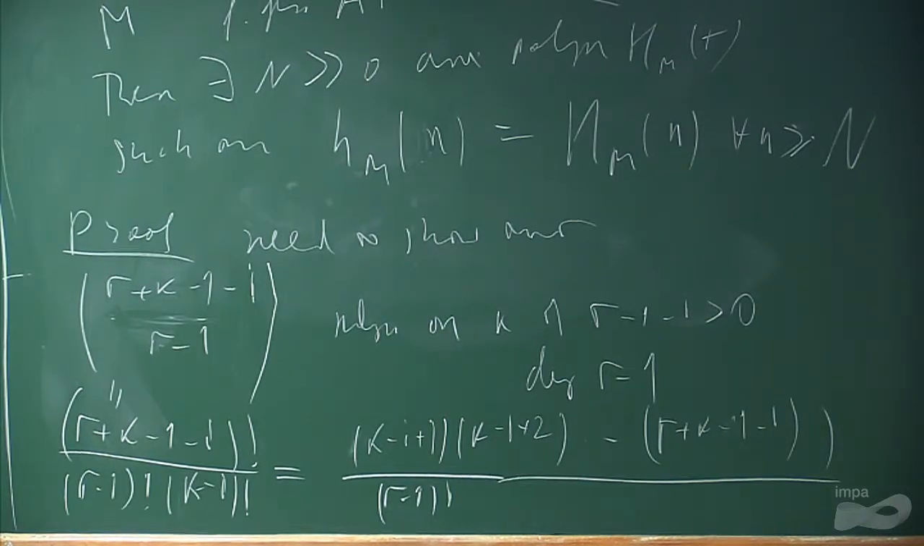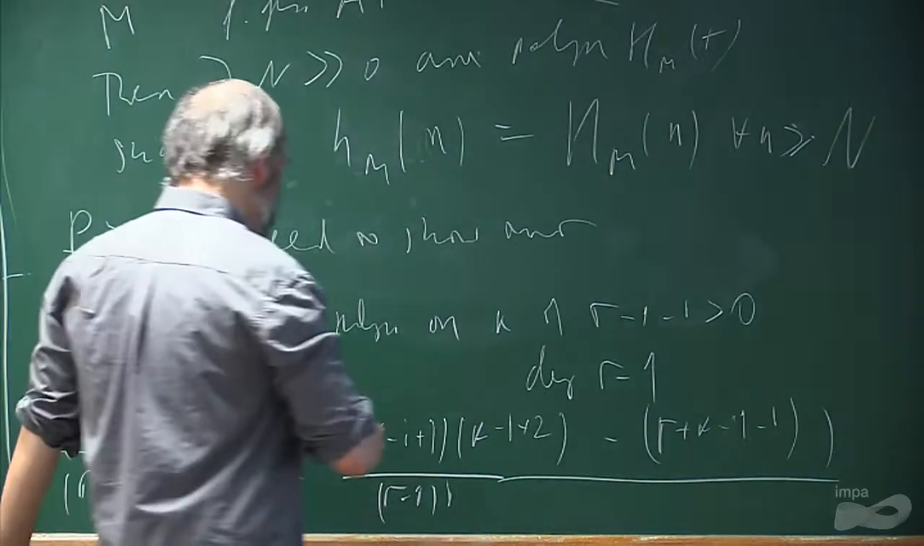And then you multiply it by this formula, t to the power k minus i times r plus k minus i minus 1. Here I have r minus 1. This is all terms under t to the power k. And they're all polynomial in k, which satisfies this condition.